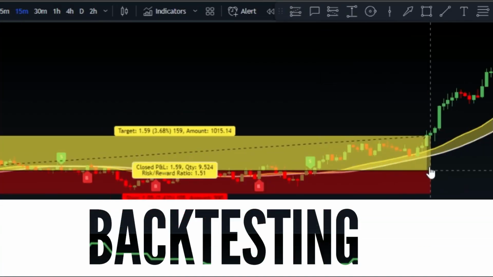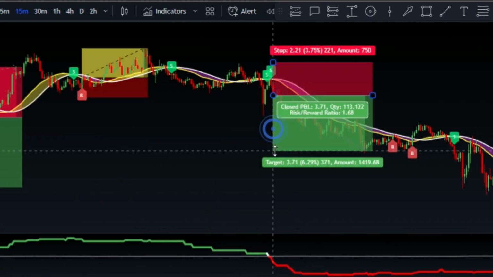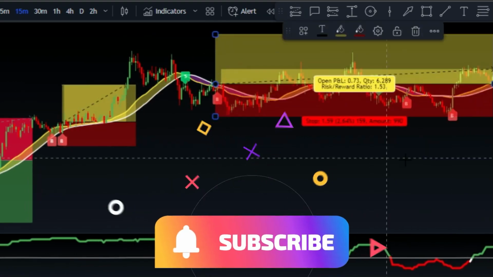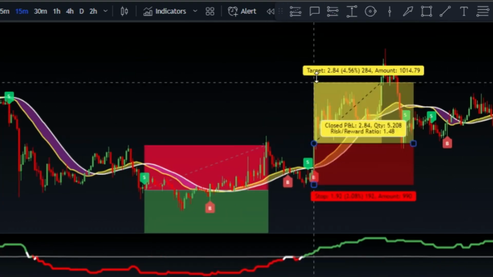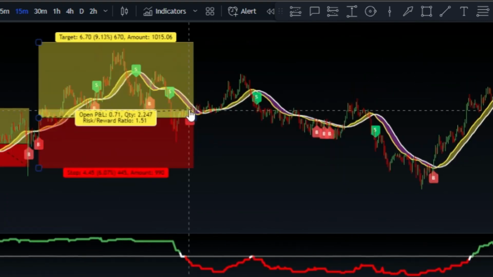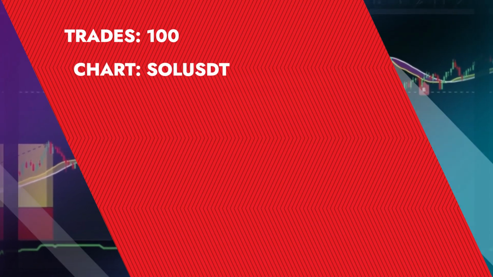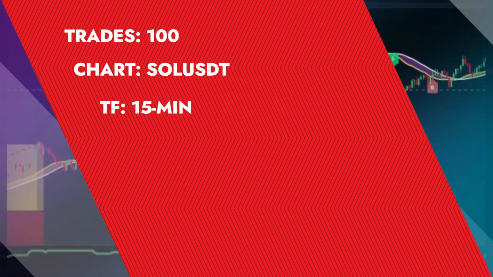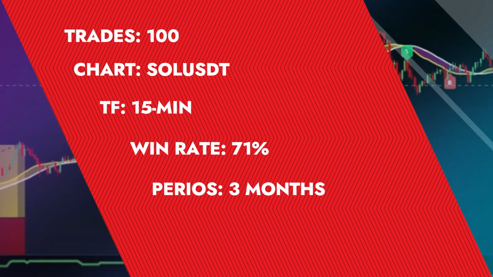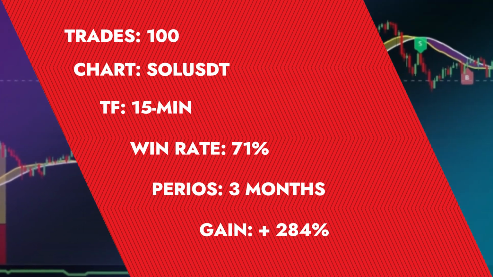Now that we've laid out our strategy, it's time to put it to the test and see how it performs in the wild west of the real market. After conducting 100 trades on the Solana chart with a 15-minute time frame, our strategy had an impressive win rate of 71%. Over a period of 3 months, we managed to rack in a whopping 284% profit. That's pretty impressive for a 15-minute time frame.